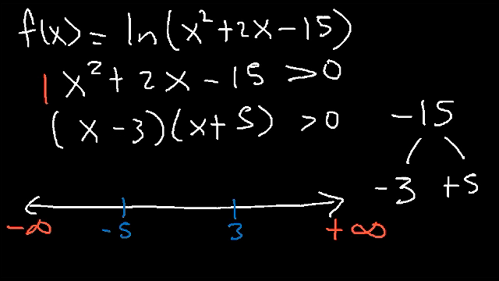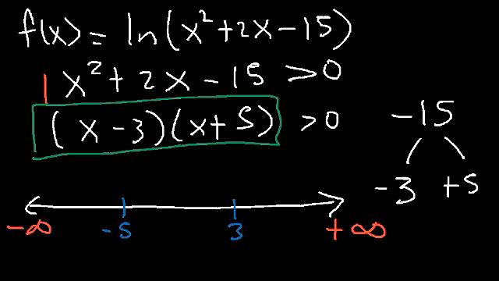If we plug in a number between 3 and infinity, let's say if we plug in 4 into this expression, is it going to be positive or negative? So 4 minus 3 is a positive number. 4 plus 5 is a positive number. Whenever you multiply two positive numbers, you will get a positive result. So let's put a plus for this region.